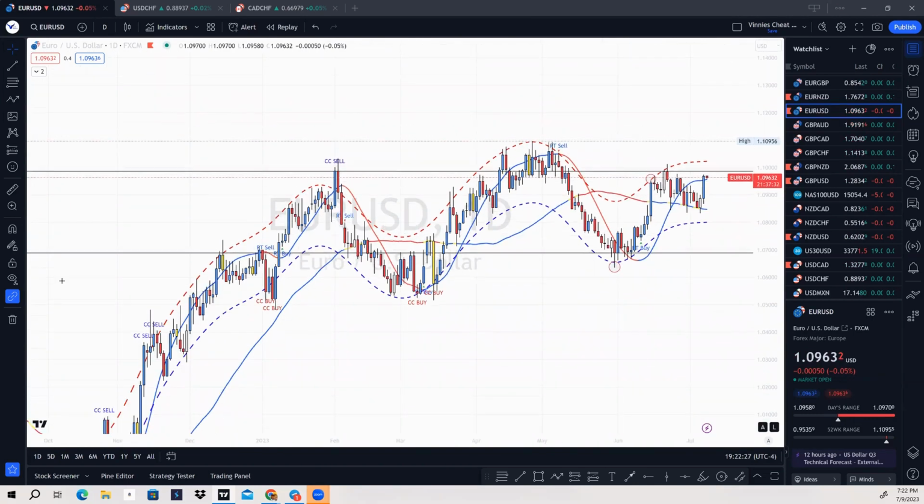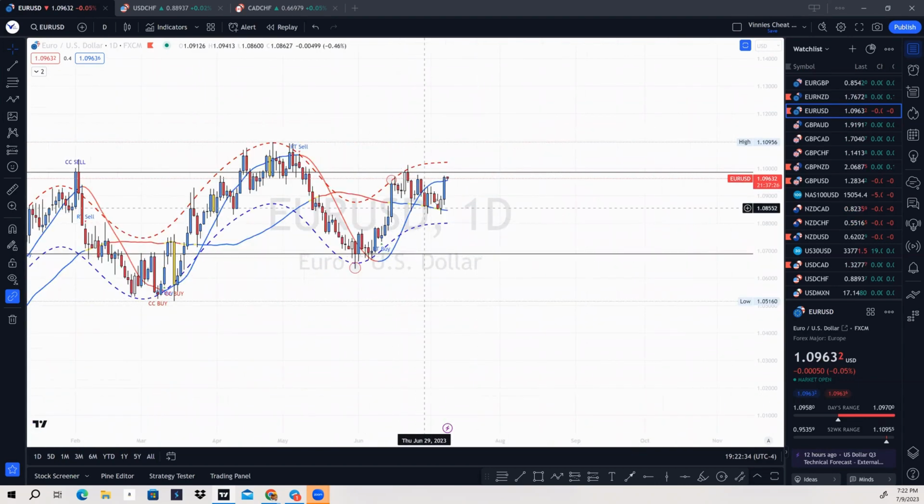Price action is telling us that we're bullish. Look at the overall trend. Price is continuing up. We are above the 47 moving average here. It has turned blue. So again, that's an indication that we are bullish on Euro USD.